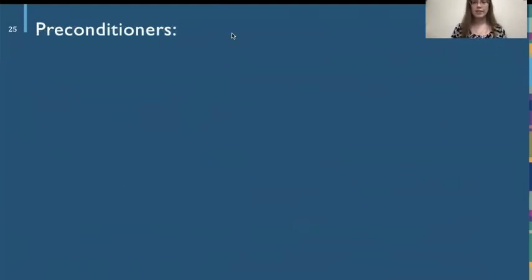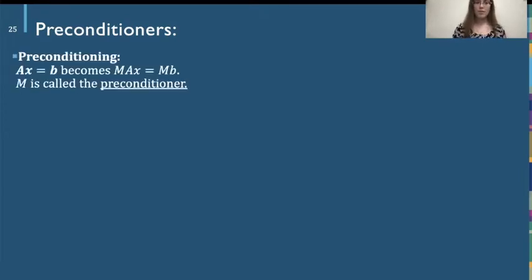Let's move on to preconditioners. Trilinos provides a handful of different preconditioning libraries. Remember that with preconditioning, your linear system AX equals B becomes MAX equals MB, and this matrix M is called the preconditioner, and it makes the linear system easier to solve. M approximates A inverse in some sense, but it isn't exactly A inverse.